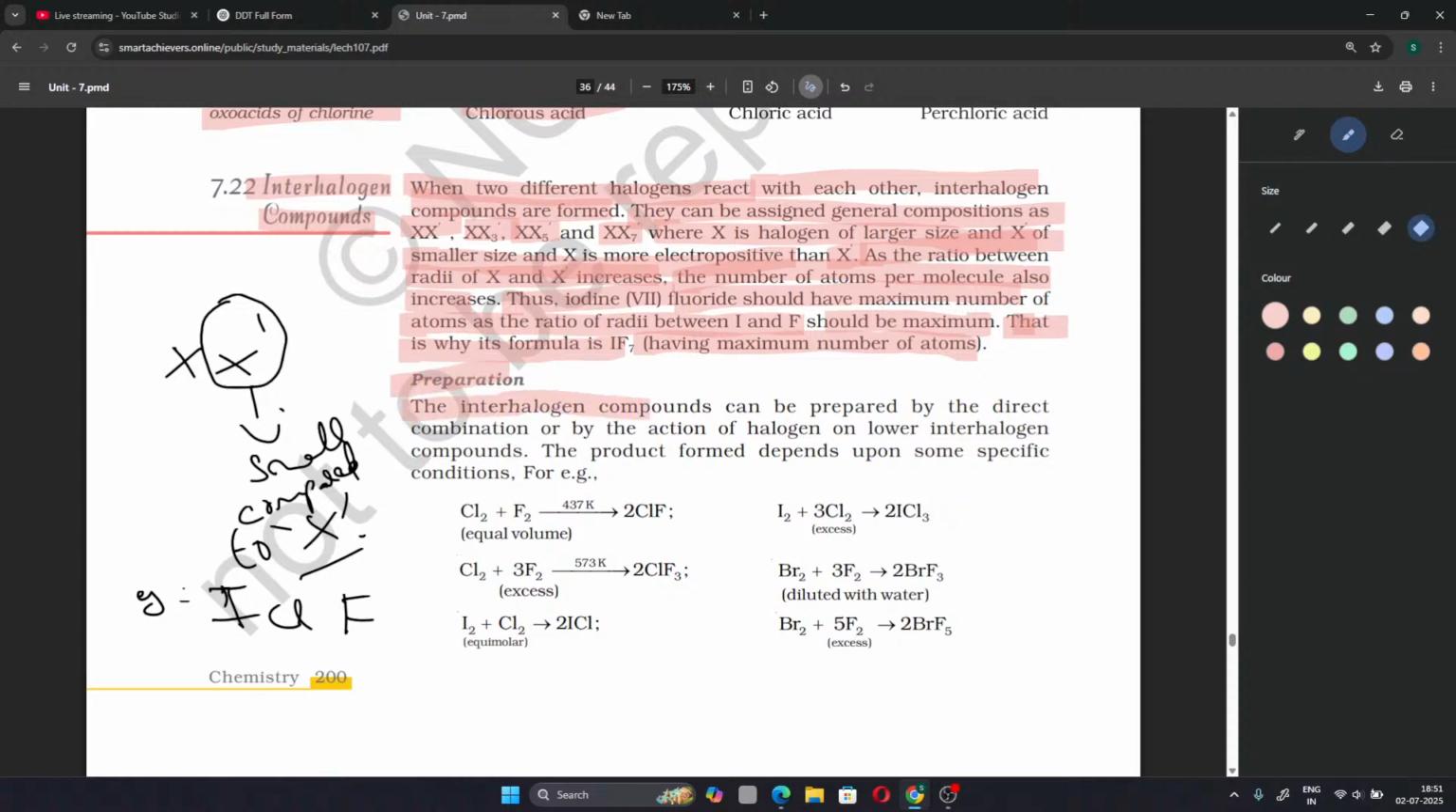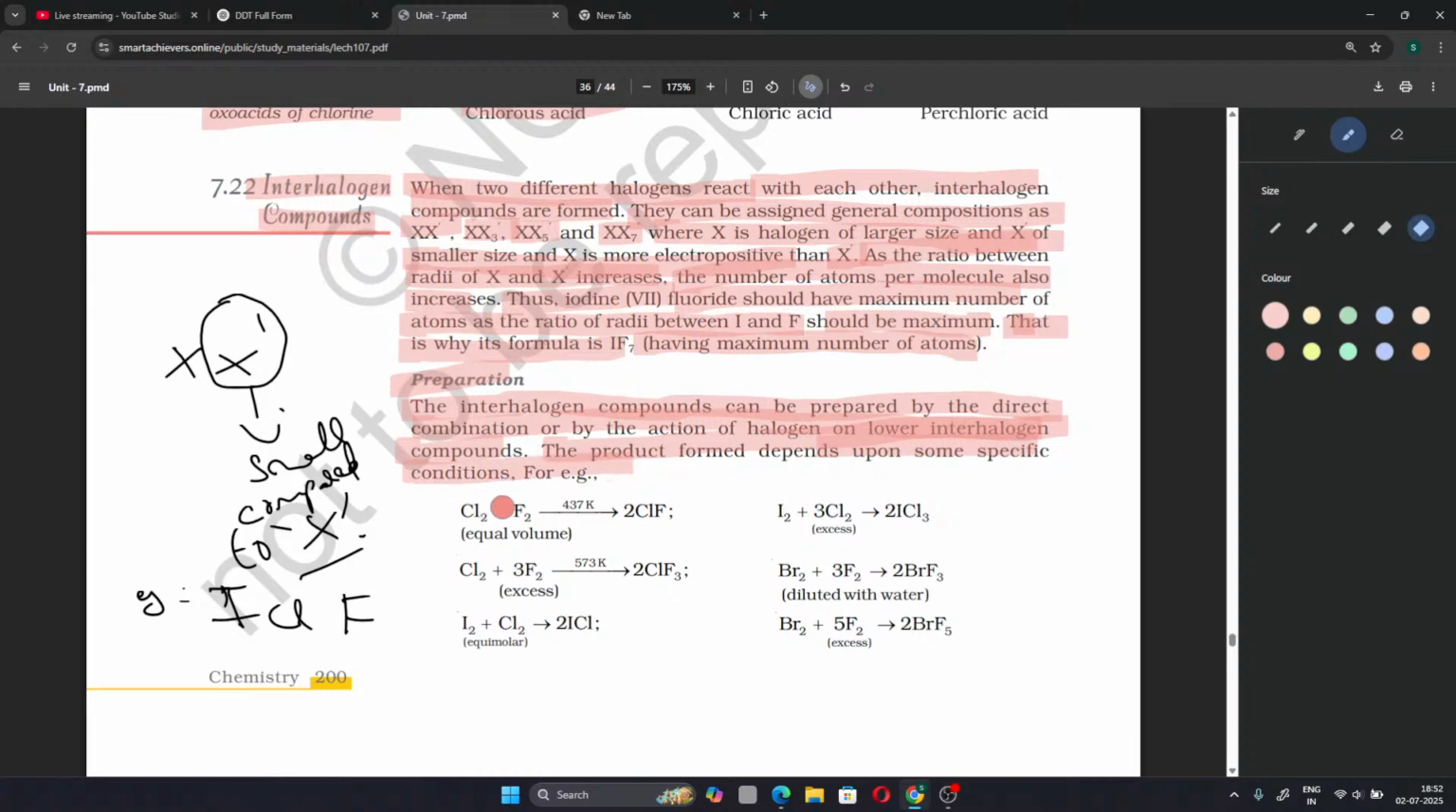Preparation: the interhalogen compounds can be prepared by direct combination of the halogens or by the action of halogen on lower interhalogen compounds. In the case of direct combination, the product formed depends upon some specific conditions.